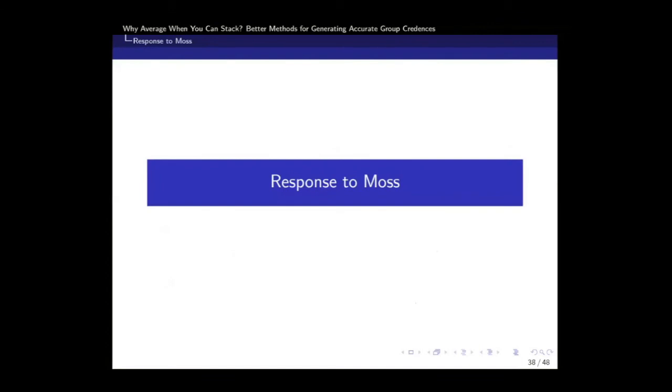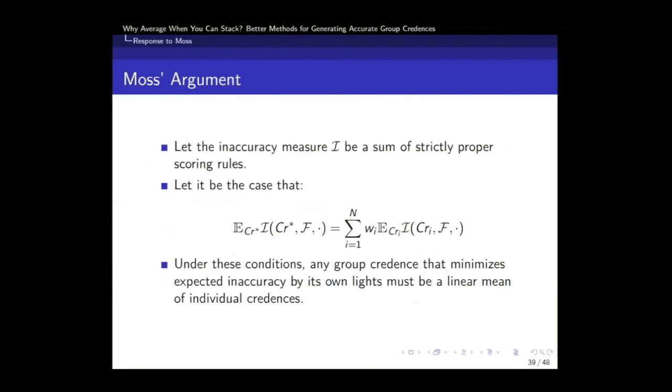Responding a little more quickly to a similar argument by Moss. She also starts from the idea that the inaccuracy measure has to be a sum of strictly proper scoring rules. And then she presupposes that the expected inaccuracy of the group credence by its own lights has to be equal to some linear mean, where the weights have to be positive and sum to 1, of each individual's expectation as to the inaccuracy of their own credence function, right? And under these conditions, any group credence that minimizes expected inaccuracy by its own lights must be a linear mean of individual credences, right?